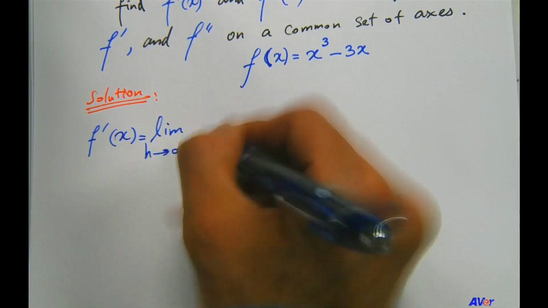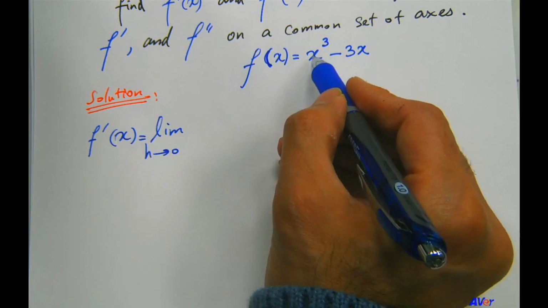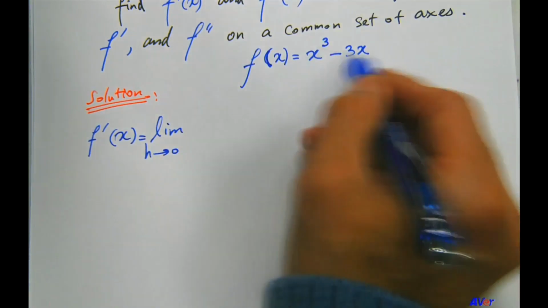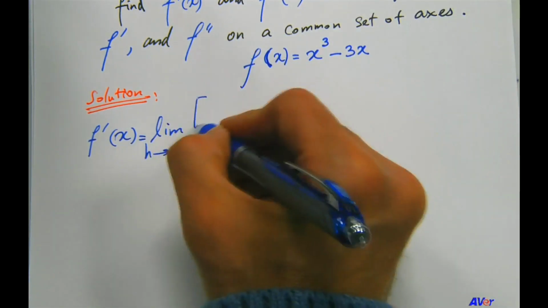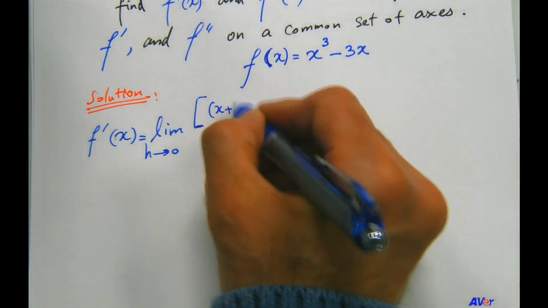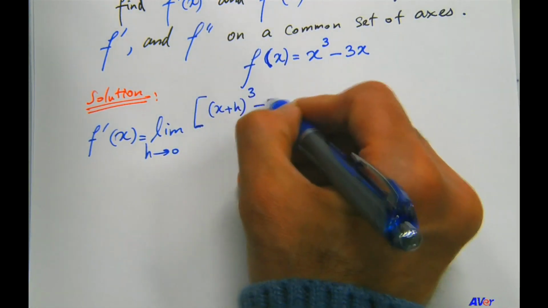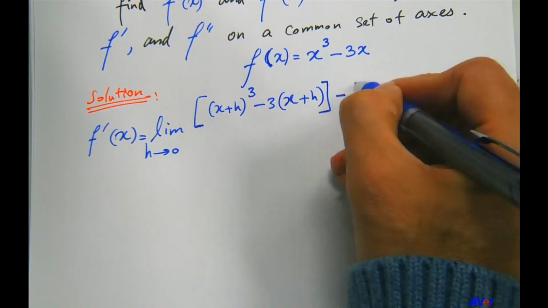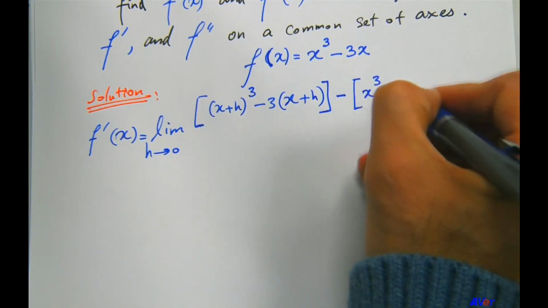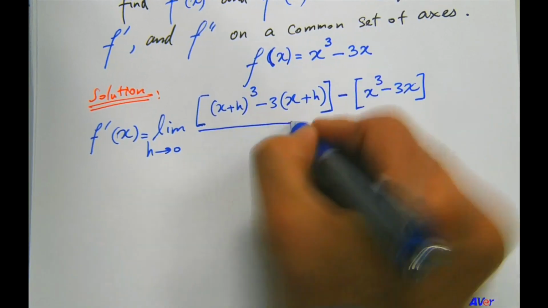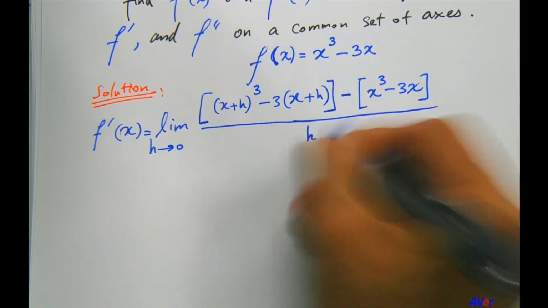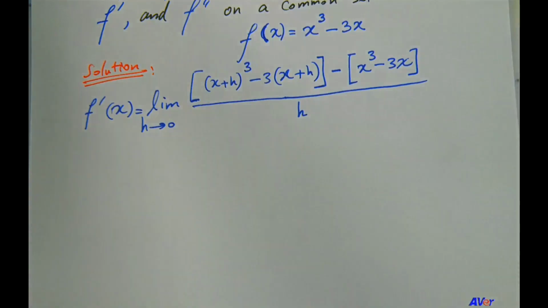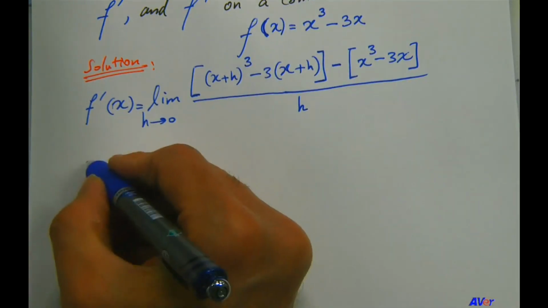Once again, we have the limit as h goes to 0. So we're going to put x plus h for this, and then minus 3 times x plus h, right? Then minus f of x, which would be that. So let's do that. In the brackets, we have x plus h cubed minus 3 times x plus h, right? Minus x cubed minus 3x. All of that over h.